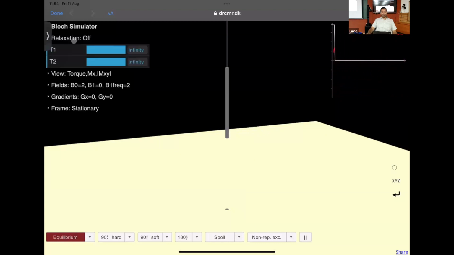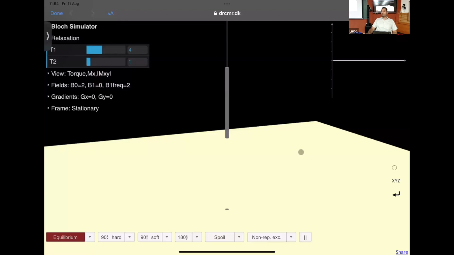Okay. So we go to relaxation, and now they have set T1 and T2 to infinity, if you're able to see. That's why no relaxation is happening. So let's put some numbers. Let's put T1 as 4 seconds and then T2 as 3 seconds, just for an example. Actually, we'll make it drastic. We'll make it 1 second.